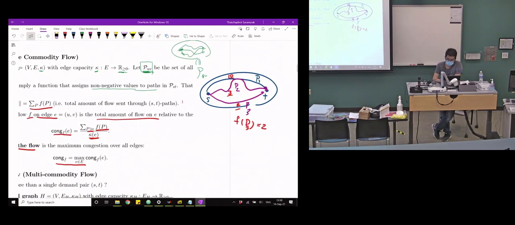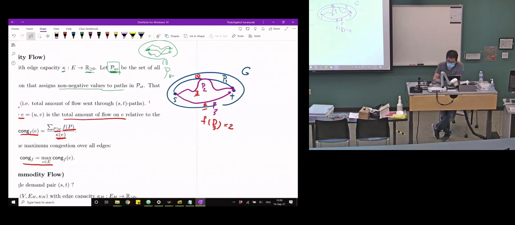For example, let's say that this graph has unit capacity on every edge. All right, and let's say that this is an edge. Then the congestion on this edge is going to be 2 because it is used 2 times.